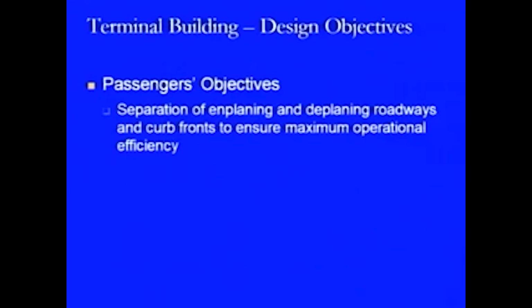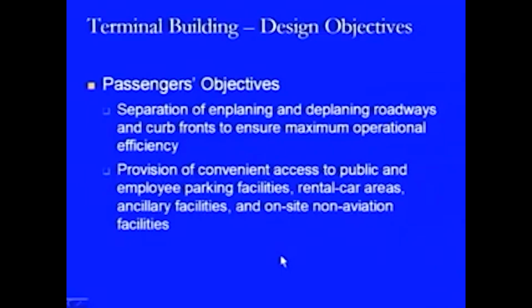Then the separation of unplaning and deplaning roadways and curb fronts to ensure maximum operational efficiency, and there should not be mixing of the people moving in different directions. Provision of convenient access to public and employee parking facilities, rental car areas, ancillary facilities and on-site non-aviation facilities. So, whatever different facilities are provided on the ground level from the access system, not only for passengers but also for employees, we need to have coordination between all those facilities.